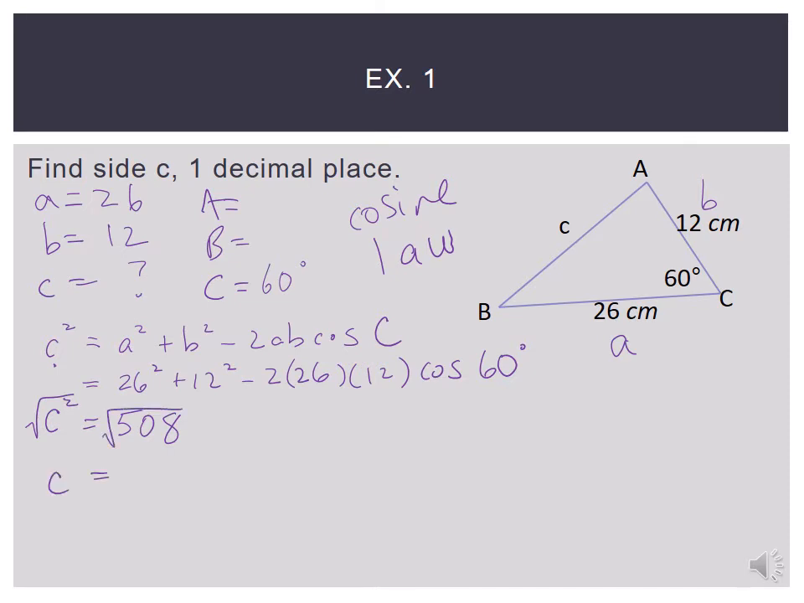So C equals the square root of 508, which rounded to one decimal place is 22.5 centimeters. So even though the formula looks long and complicated, it's really not that bad, and it's only 2 lines of work if we don't write down that initial formula. Just don't forget to do the square root step. So don't forget to do that final square root step.